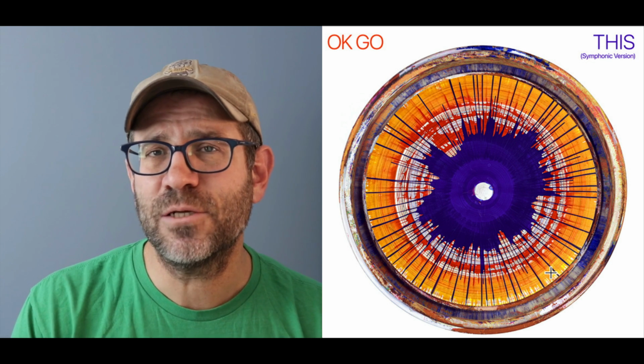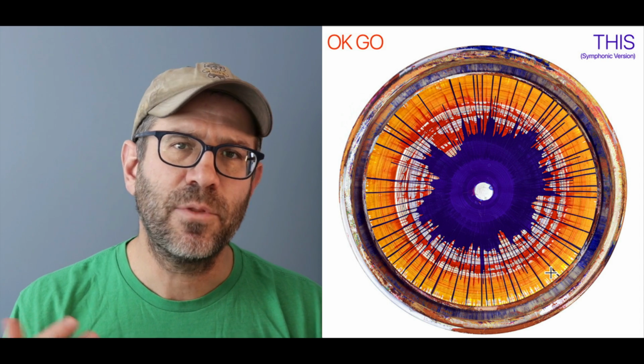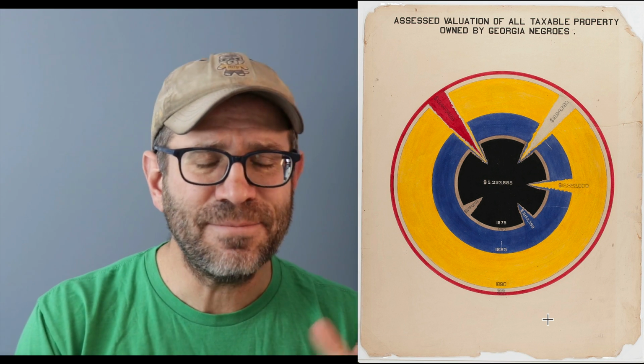Well, as you know, I have also been going through the DuBois collection of data visualizations from the 1900 Paris Exposition. There are all sorts of really intriguing visualizations like this one. This is plate 22 from his collection, describing the assessed value of all taxable property by Georgia Negroes, as it says. I am struck by this, right?